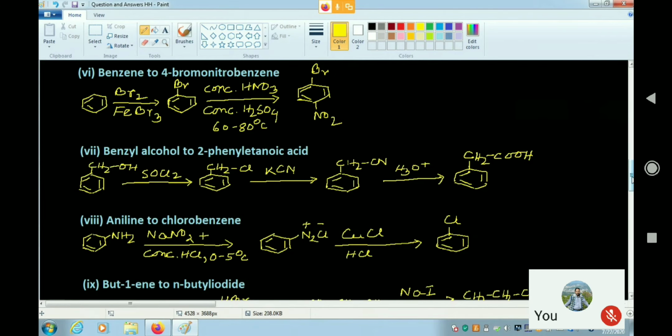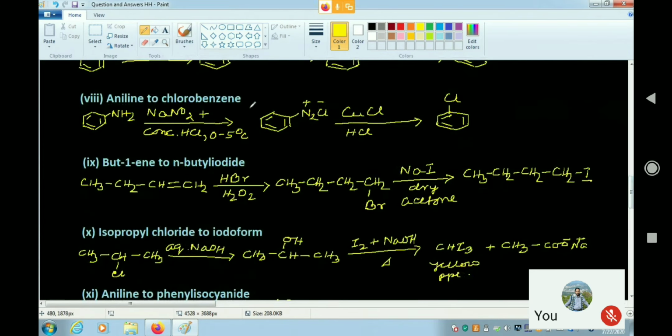Now next one is aniline to chlorobenzene. Aniline, when treated with sodium nitrite and concentrated HCl at low temperature, 0 to 5 degrees Celsius, gives the product benzene diazonium chloride. Aromatic diazonium salts are stable. When this benzene diazonium chloride is treated under the Sandmeyer reaction, with CuCl or Cu2Cl2 in presence of HCl, we can get chlorobenzene.